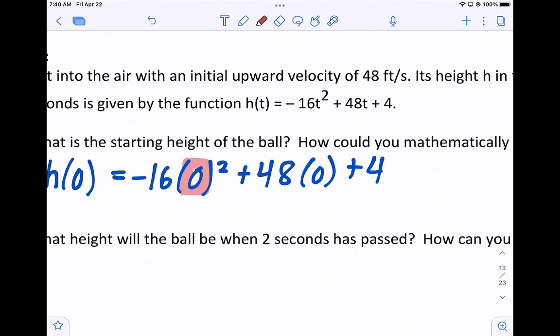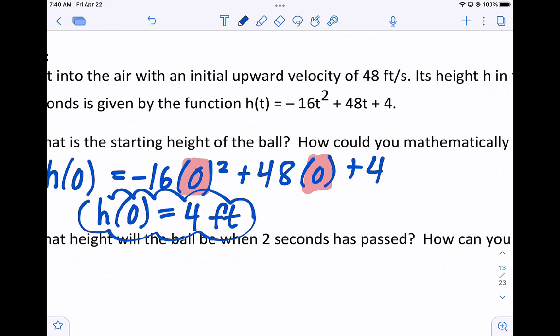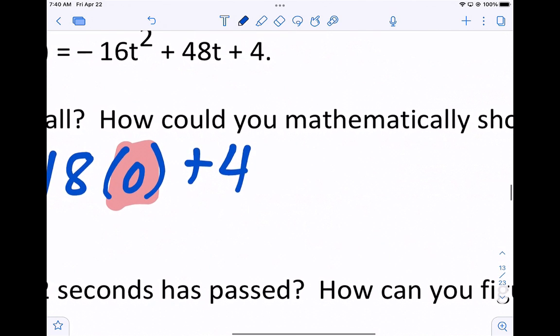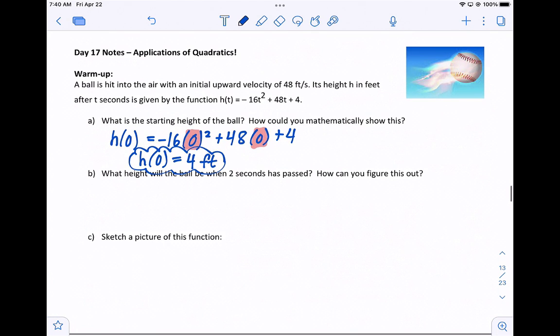So if we're multiplying this out, notice we have two numbers here times 0, and those would just cancel, right? 0 times anything is 0. So the height at time 0 would be 4 feet. So standard form will give us the y-intercept. The y-intercept will be that number, the c value, the number by itself.